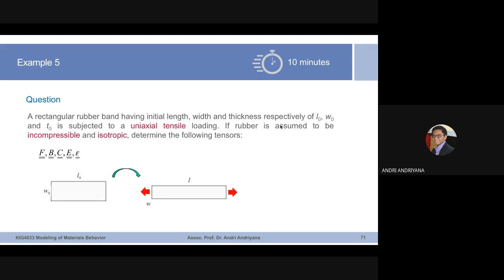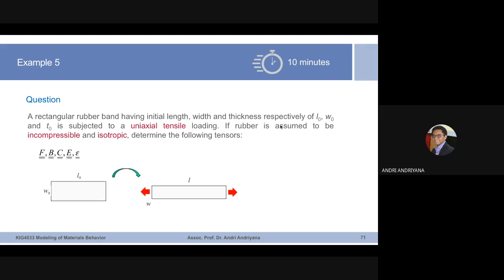This is example number 5. Again, we have a rectangular rubber band having initial length, width, and thickness, respectively, of L0, W0, T0. It is subjected to a uniaxial tensile loading, so it is very specific. If the rubber is assumed to be incompressible and isotropic, determine the following tensors: what is F, what is B, what is C, E, and epsilon.